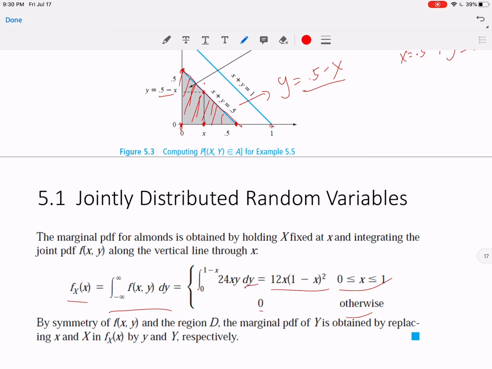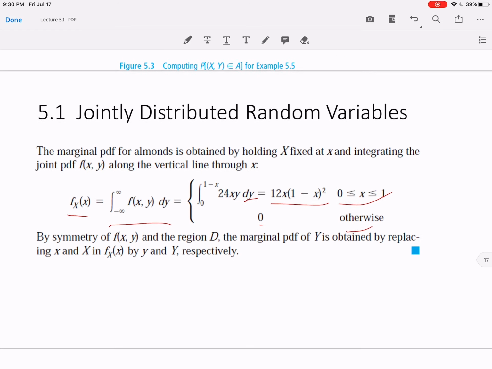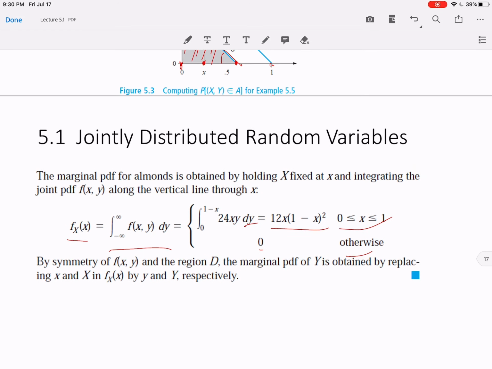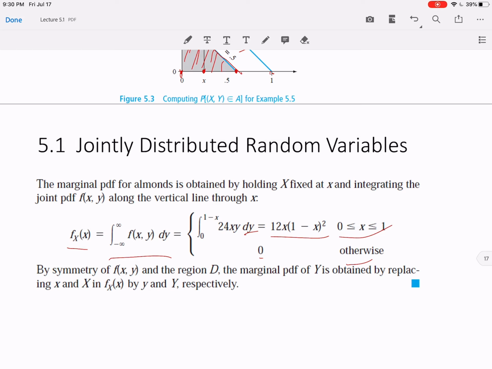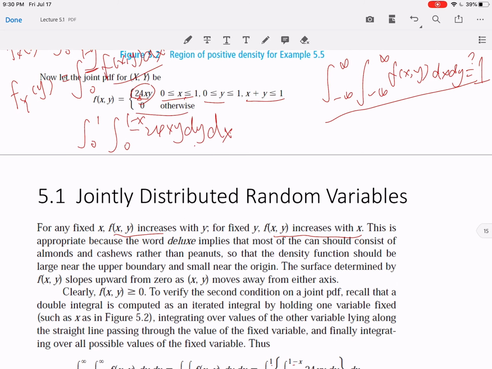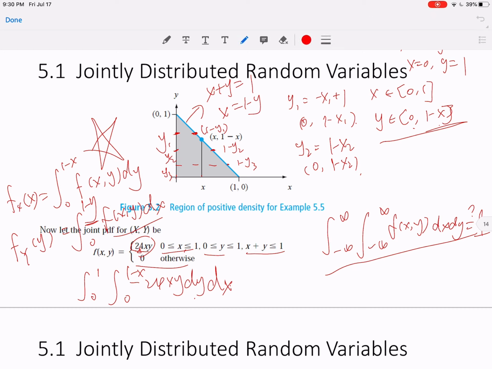All right, so by symmetry of f of x and y on the region D, the marginal PDF of y is obtained by replacing x in x and f of x by y and y respectively. Since in this case it is symmetric, but usually if the problem asks for both marginal PDFs of x and y, I would recommend you just do the calculation separately as I did over here.